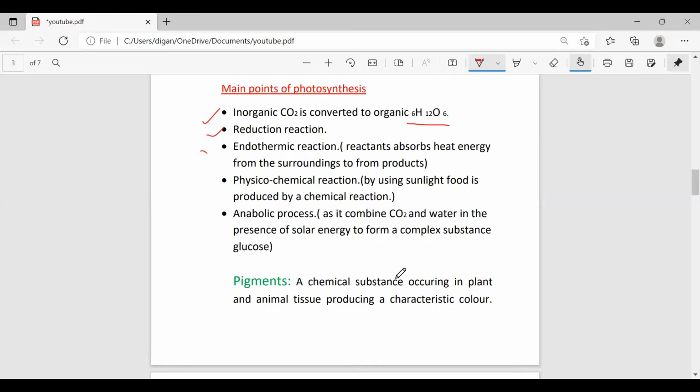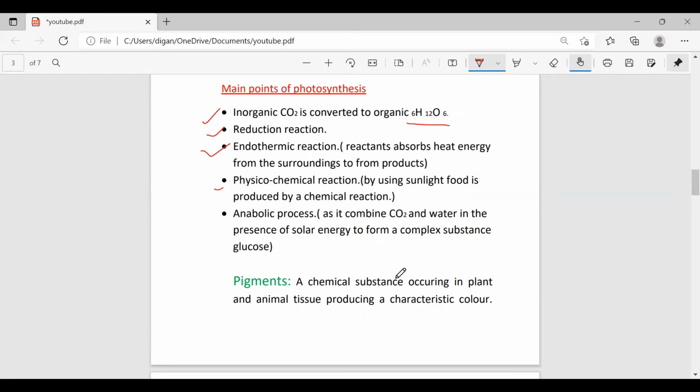The third point is that it is an endothermic reaction. In a reduction reaction, the reactants need extra energy to carry out the reaction. That's why photosynthesis is also an endothermic reaction, because it is a reduction reaction. This means that in this type of reaction, the reactants absorb heat energy from the surroundings to form the product.